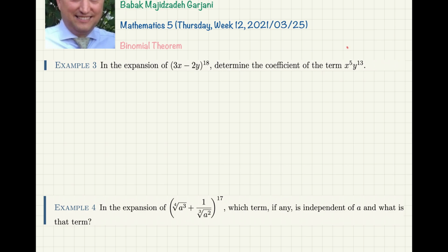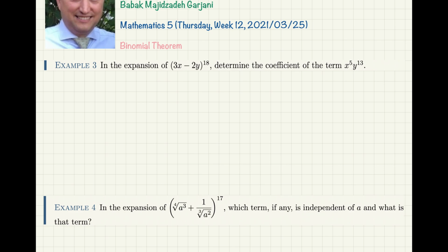For example, do you expect... Because the sum of 5 plus 13 is 18, yes, exactly. For example, if I give you this question, and I ask you what is the coefficient of this, what is your answer? 0. Yes, because this term will not appear in this expansion. Why? Because the sum of these exponents is equal to 19, and it cannot happen in this case. Yes, you are right. So in that case, you immediately say that the answer is 0. But what about this one?